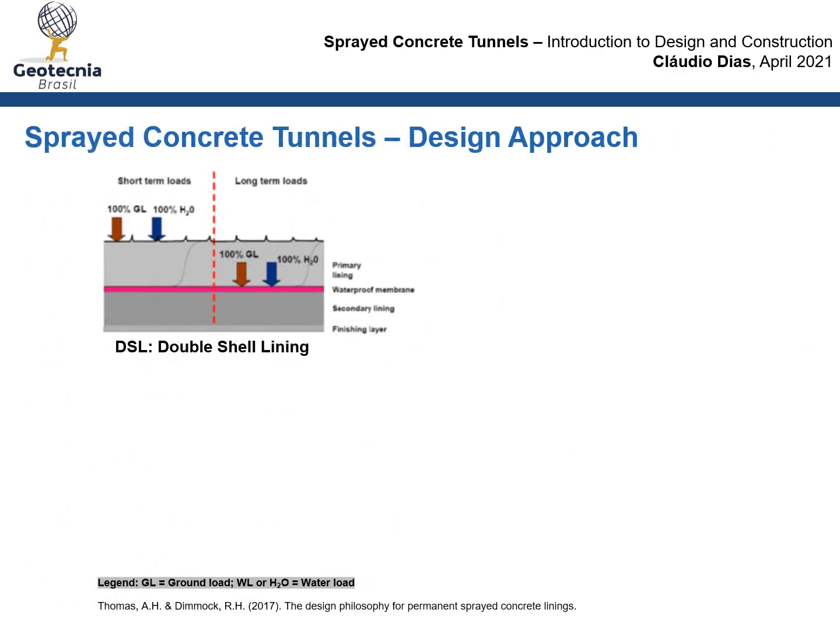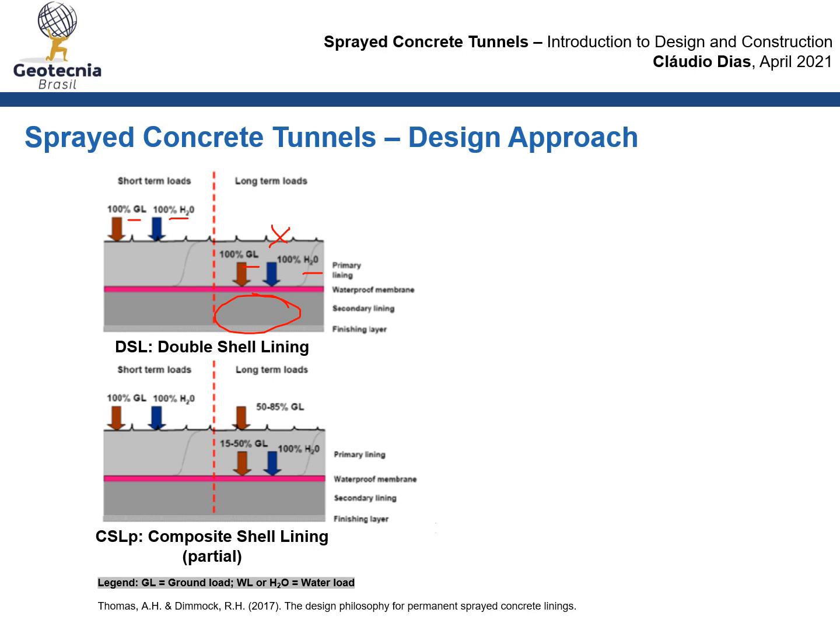In terms of the SCL tunnels design approach, we have the double shell lining, where in the short term both the ground load and water loads are applied to the primary lining, and in the long term both ground load and water loads are applied to the secondary lining. This is because the primary lining is considered sacrificial in the long term.